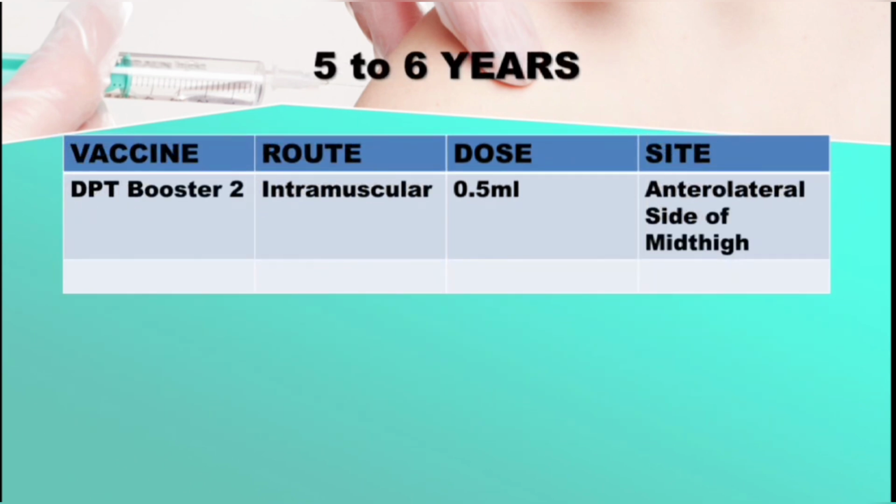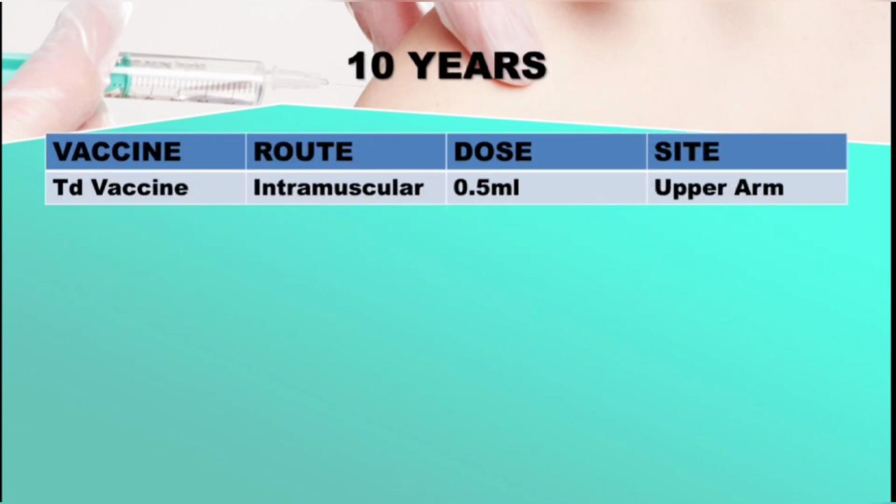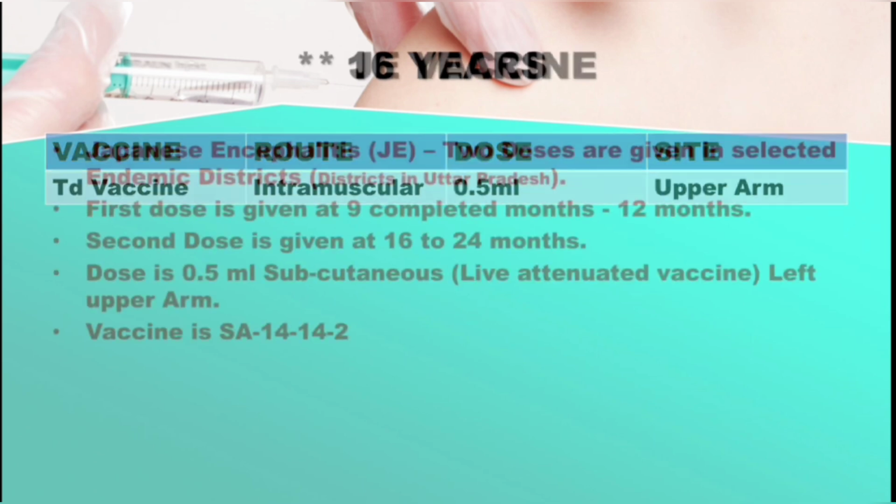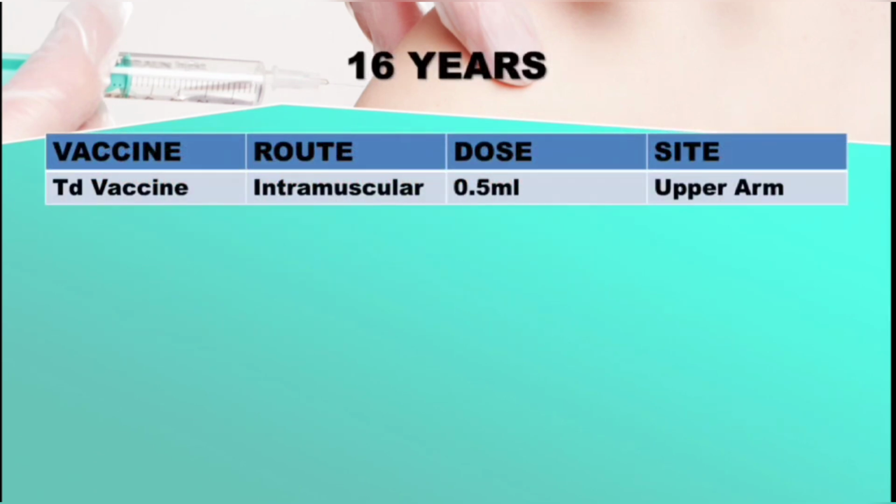Now coming to 5 to 6 years of age, in this we will give DPT booster 2. So intramuscularly, 0.5 ml, anterolateral side of the thigh. Then when the child is 10 years of age, we will give TD, that is tetanus and diphtheria vaccine, intramuscularly, 0.5 ml, upper arm. When the child is 16 years, again we will give TD vaccine intramuscularly, 0.5 ml, upper arm.